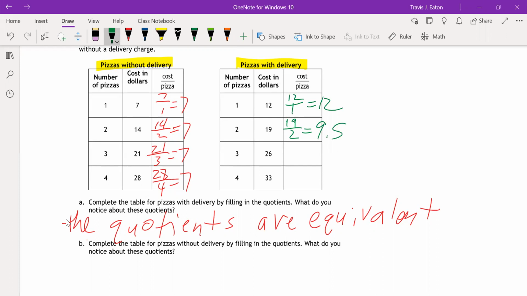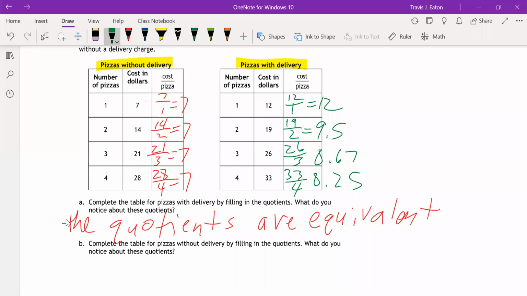The next one, we divide the cost, which is 26, by 3 pizzas. 26 divided by 3 is 8.6, and we would round that to the nearest cent, which would be 8.67. And the last one is 33 divided by 4 pizzas, and that is 8.25. Let me double check that. 33 divided by 4. Yep.